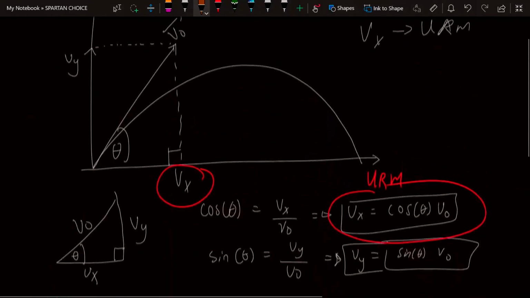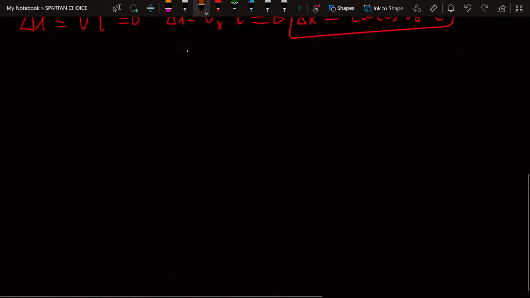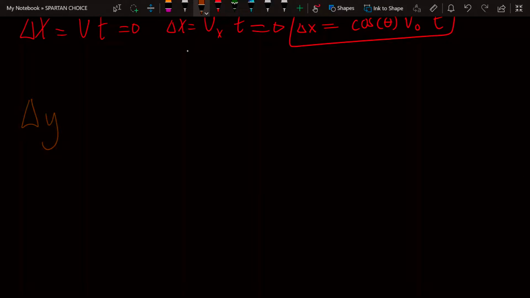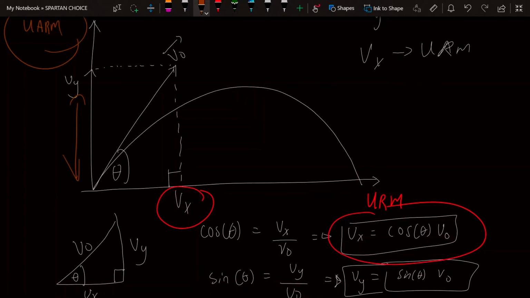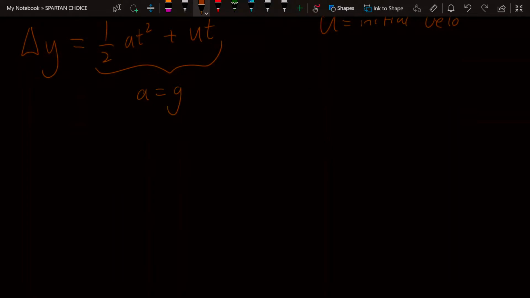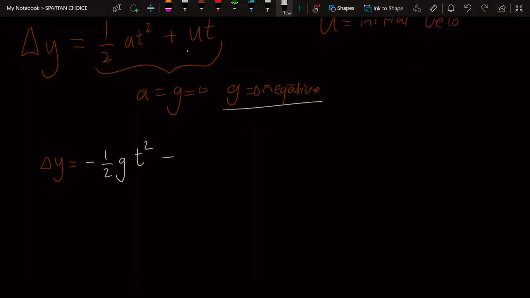Now let's look at the y-axis. We have UARM, right? So here we go. The displacement in UARM is equal to half at squared plus ut, right? In this case, u is your initial velocity. We know that the object is moving upwards along the y direction. So if it's moving upwards, then a is just equal to g, and since it's moving upwards, g is negative. So now we've established that delta y is equal to minus half g t squared, minus because it's negative, plus ut.